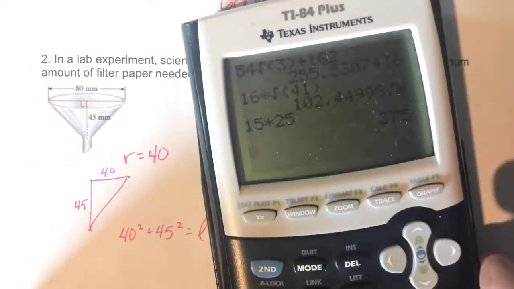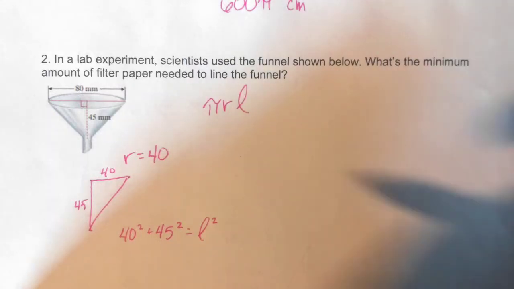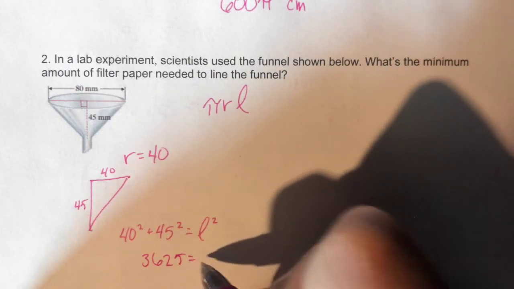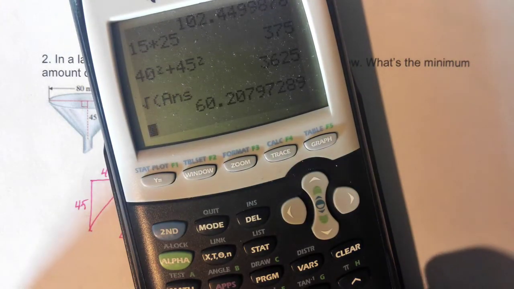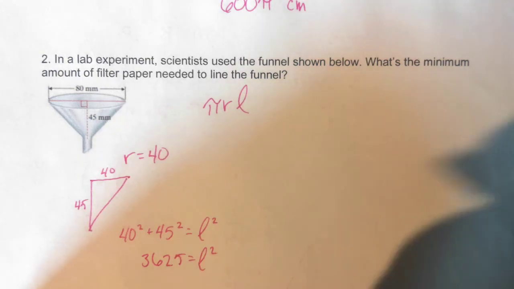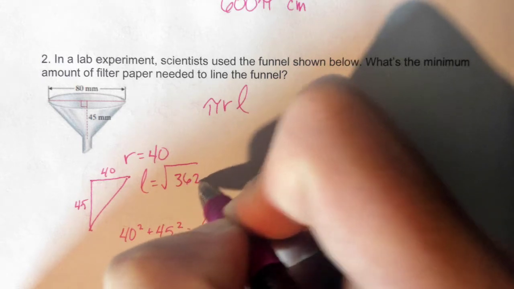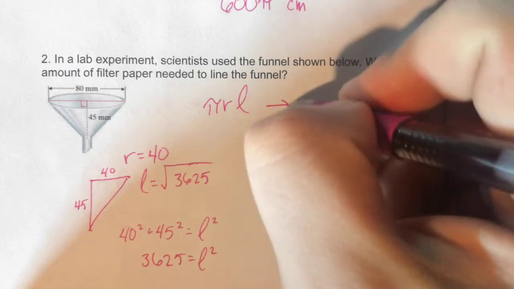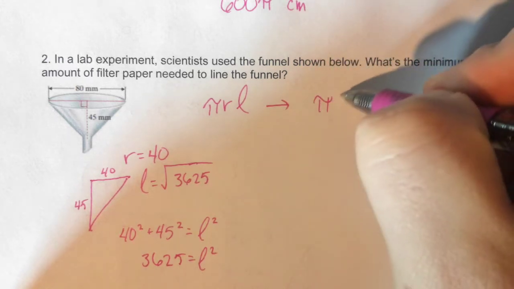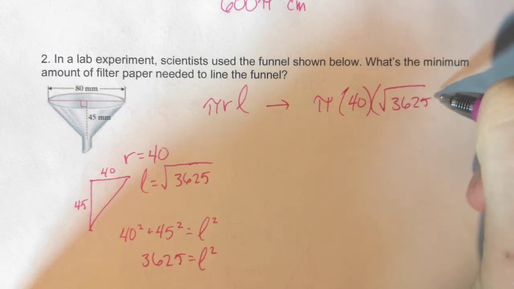So I'll just type that one in. Those are too big of numbers for me to mess with. 40 squared plus 45 squared. 3,625. I think that may be a perfect square. We'll see. Let's take the square root of it. It's not. That's too bad. So we're just going to leave it as slant height is the square root of 3625. Okay. So now we have all the information. Just fill it into the formula. Pi times radius, which is 40, times slant height, which is the square root of 3625.